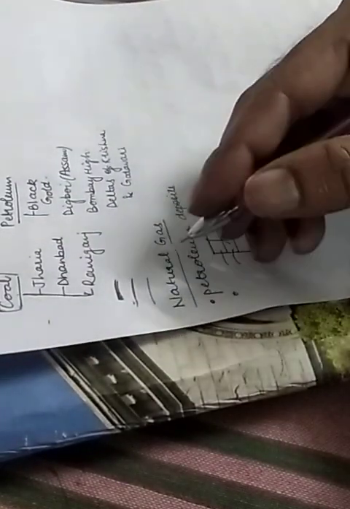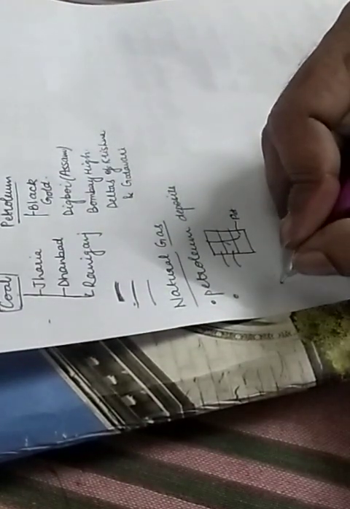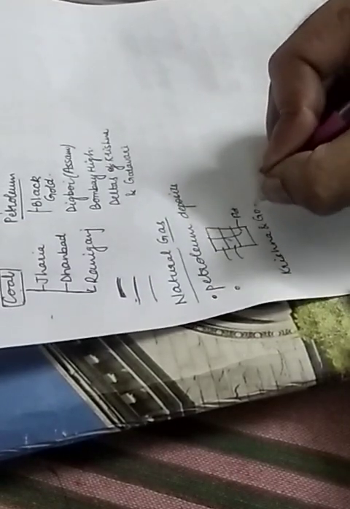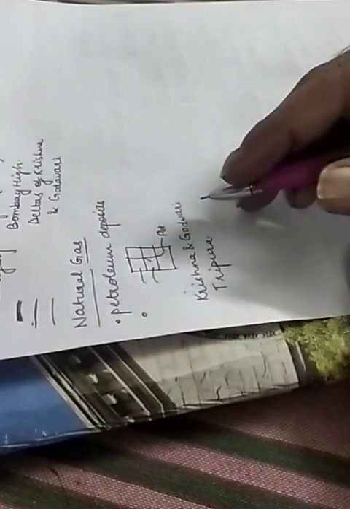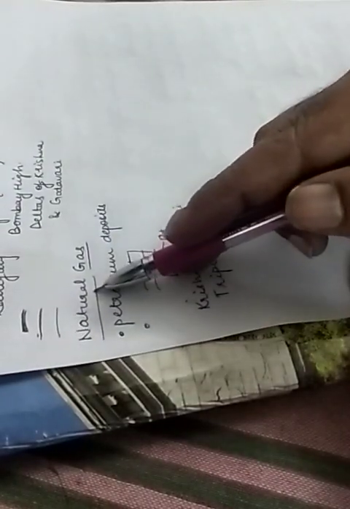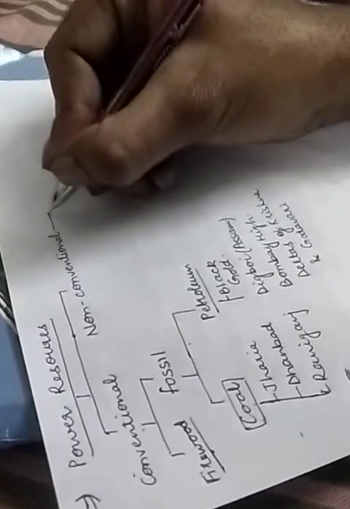In India, we have natural gas at the Krishna Godavari Delta and Tripura. This natural gas is what we call a fuel with low emissions of pollutants. Now we have non-conventional sources.